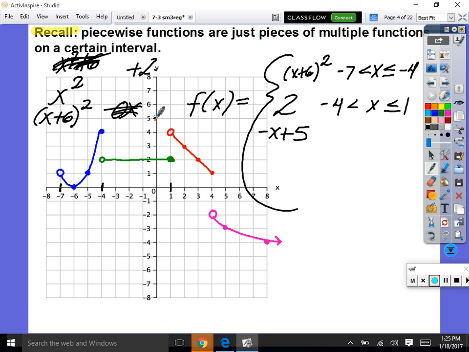Does everybody see why? Yes. But then it's from 1 to 4. So 1, 4, x is between. So x is greater than 1, for x values greater than 1 but less than or equal to 4. Look below 4, including 4.